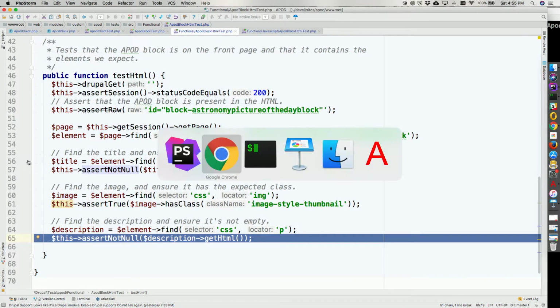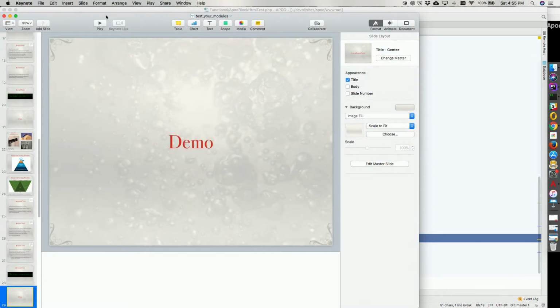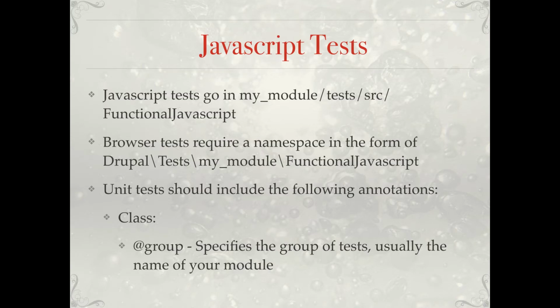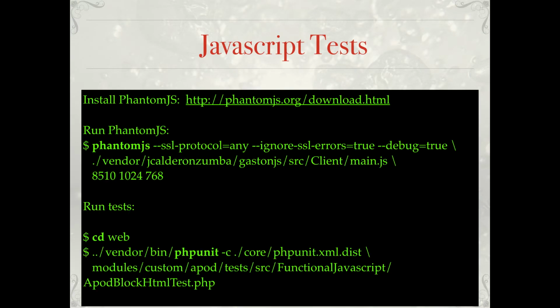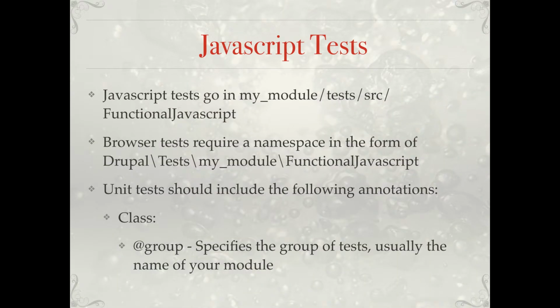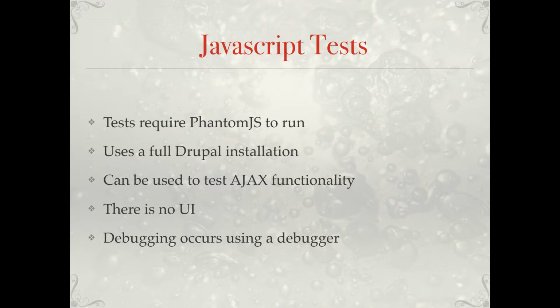Okay, so the big brother to these tests are the JavaScript tests. As I said, the browser tests themselves have no way to interact with JavaScript whatsoever, and so that's why we have these JavaScript tests. They go in a functional JavaScript directory. So whereas the browser tests go in functional, these go in functional JavaScript. These tests require Phantom.js in order to run. So in order to run these things, you have to go and download and install Phantom.js, and you have to set it up to run.